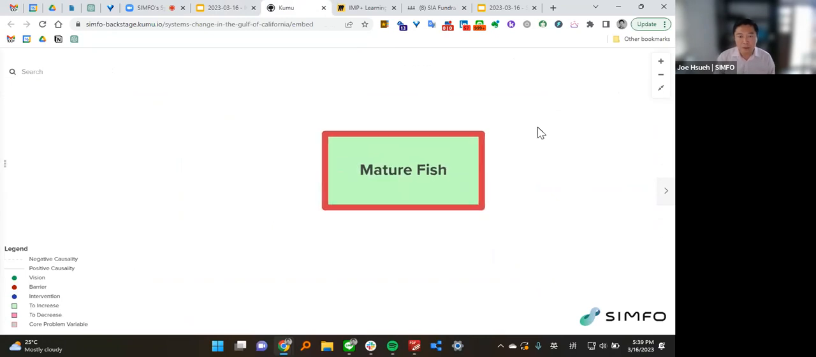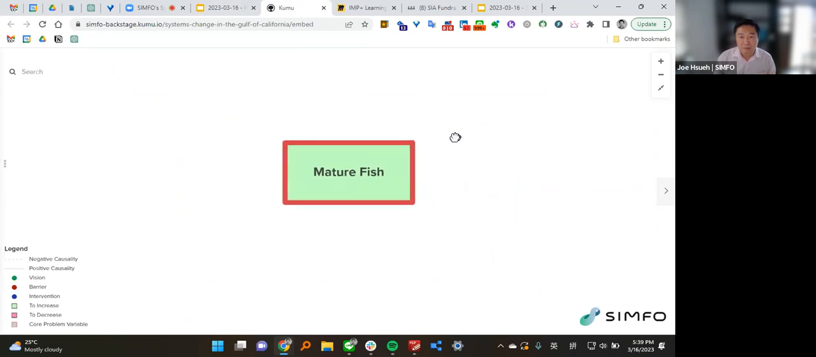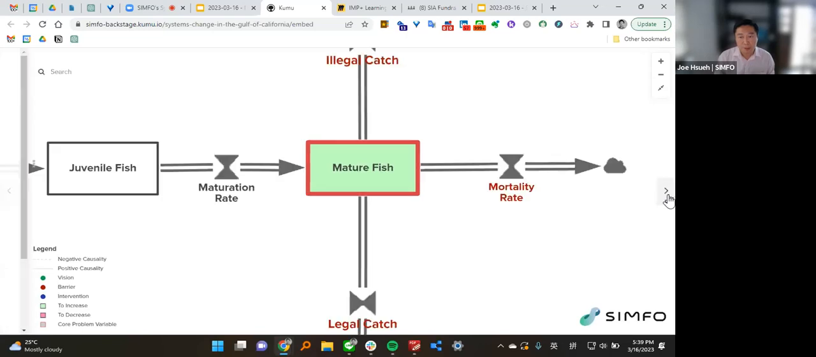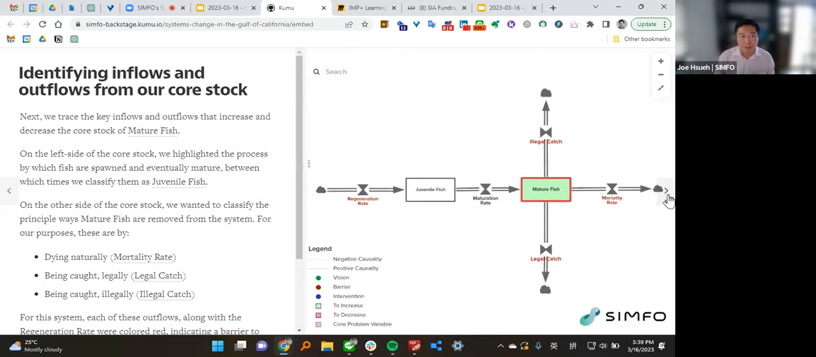So what we care about is mature fish, right? That's our main stock. Remember I said you need to identify the key stock that you care about when you do your system change efforts. Then you want to map out the underlying inflow and outflow of the key stock. So in this case, I have a mature fish stock here.